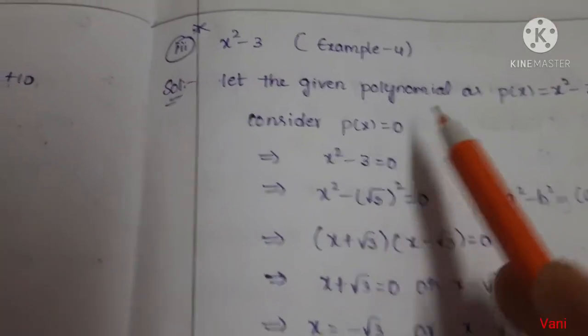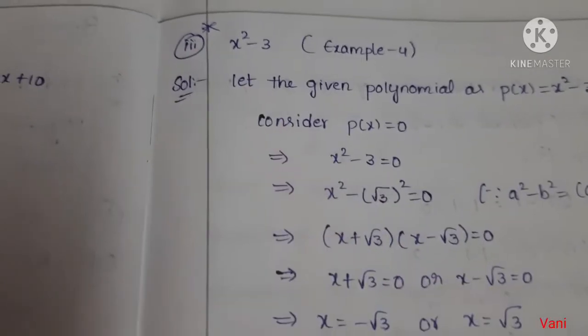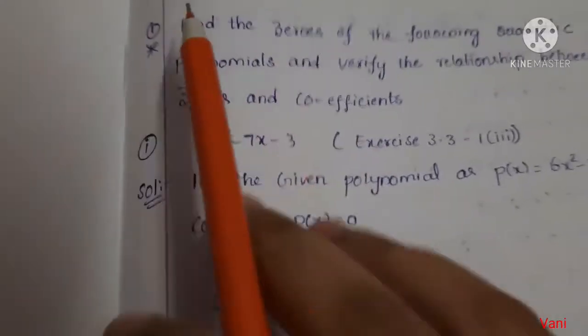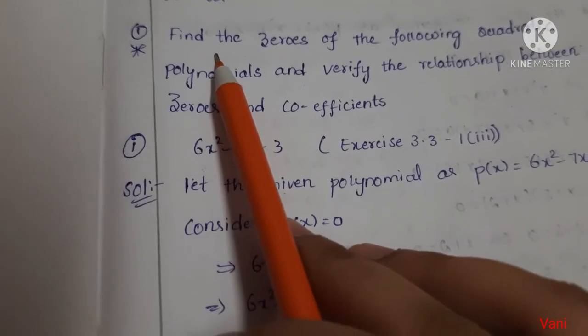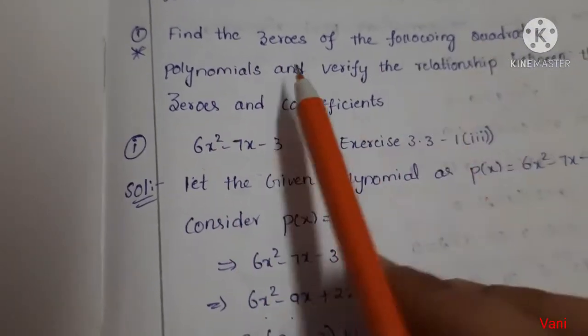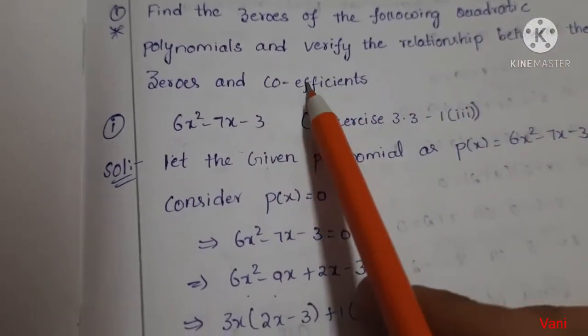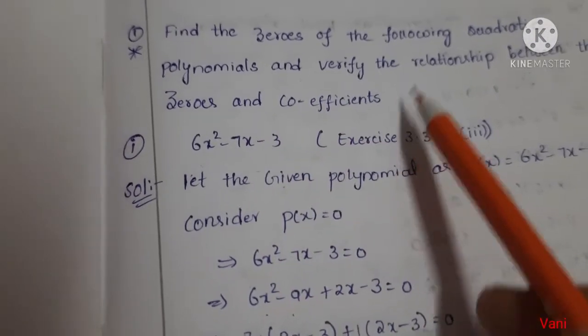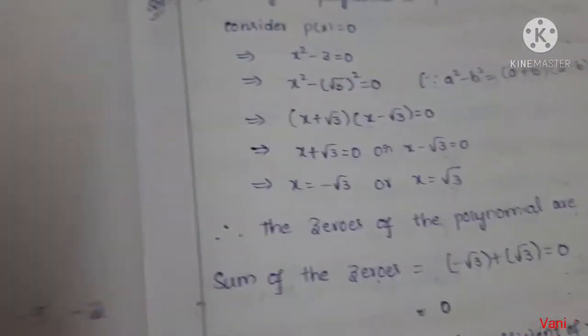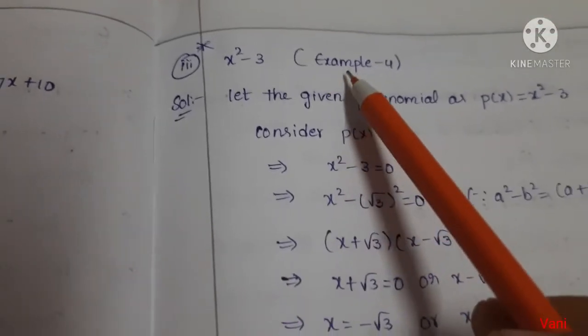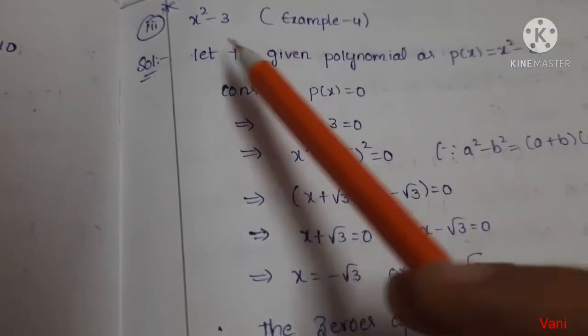Hi children. So next, in the previous video we learned finding the zeros of the polynomials and verifying the relationship between zeros and coefficients. In the same model, another problem. It is a very important problem. This is example 4 in the polynomials topic.